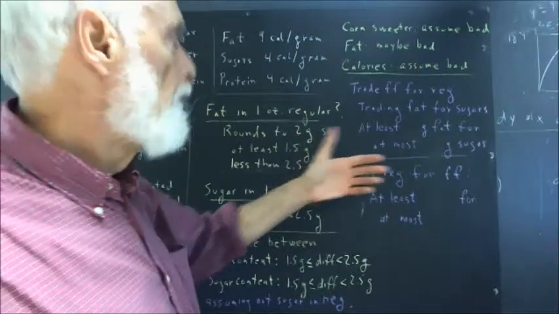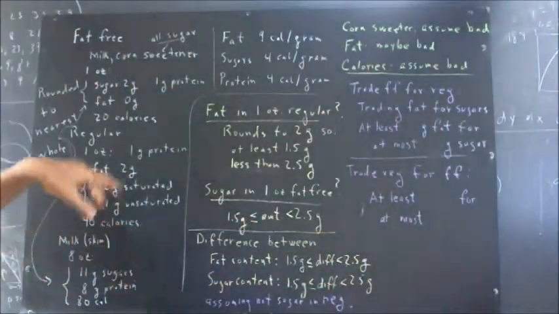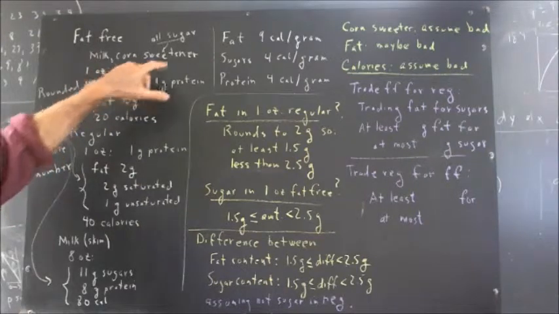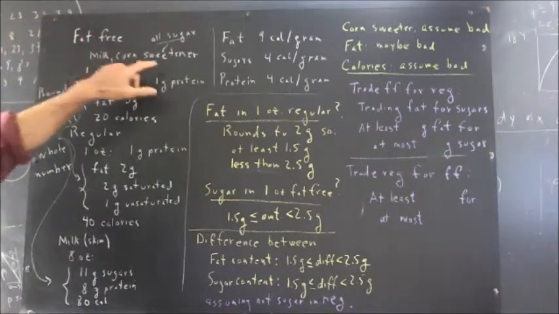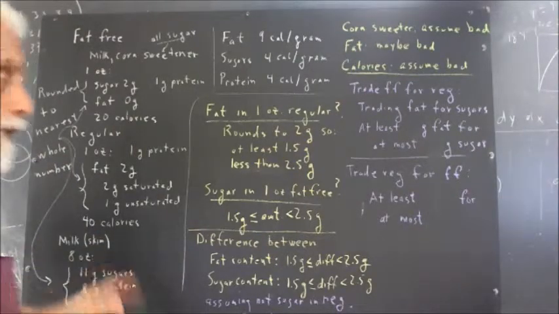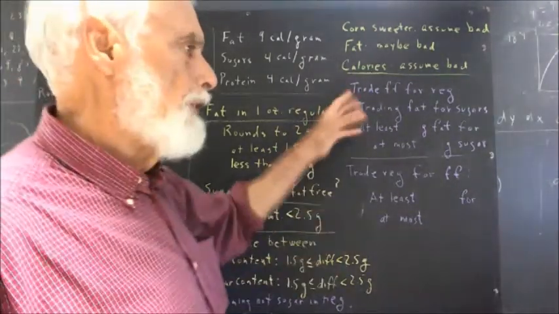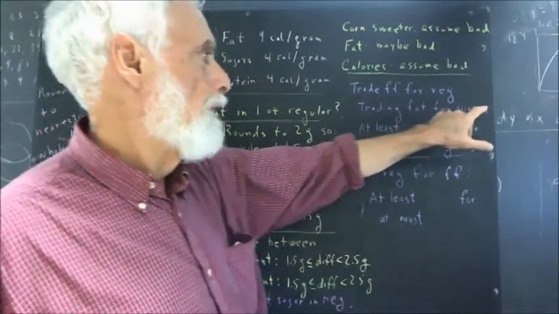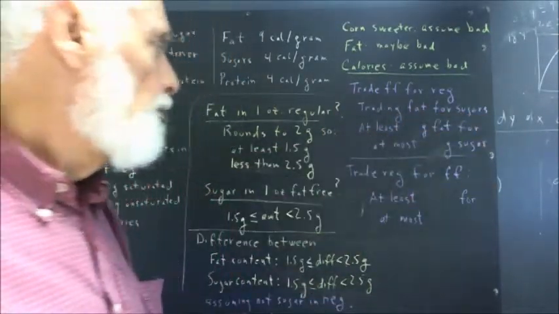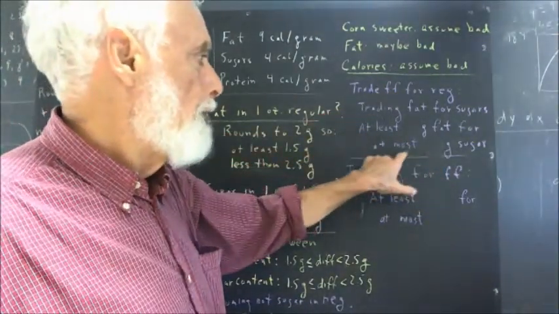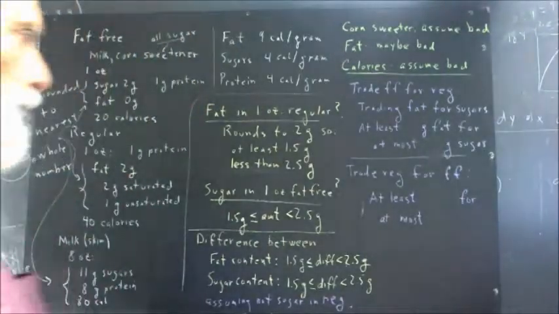Or for sugars. Also, we can't necessarily assume that all the sugar in fat-free is in the corn sweetener. There's milk there, and milk has sugars that aren't corn sweetener. So it gets a little complicated. Let's just take the simple numbers. How much fat's being traded for how much sugar? Well, we're trading at least how much fat for at most how much sugar. Let's put it that way.